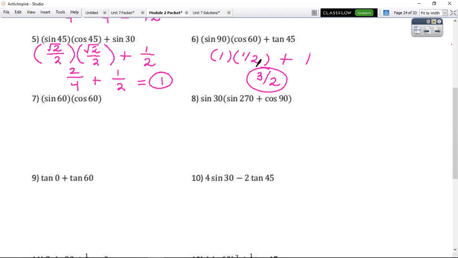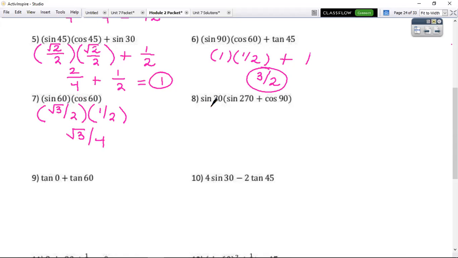So for 7, I have sine of 60. Sine of 60 is radical 3 over 2. And then cosine of 60, I'm going to sub in, and I'm going to get 1/2. So I get the square root of 3 over 4. Done. It's okay to have a radical in the top, just not the bottom. All right, unit circle on the next one.